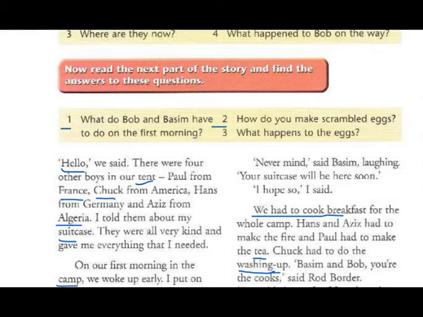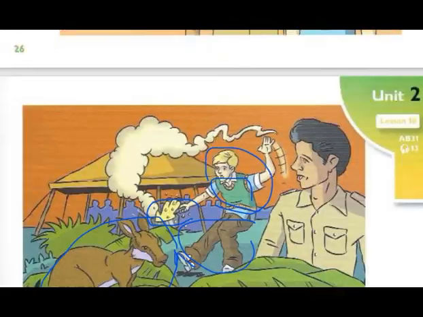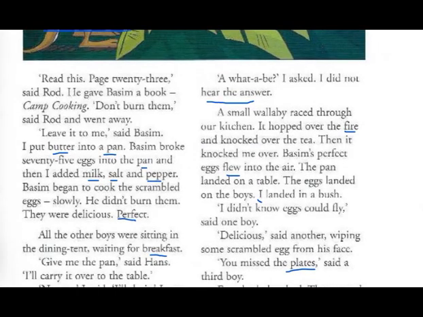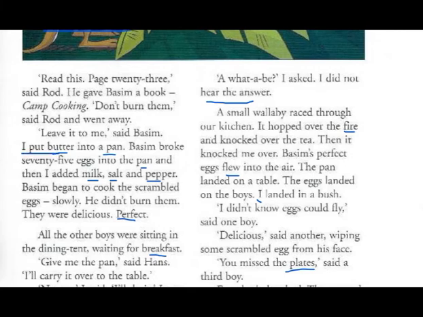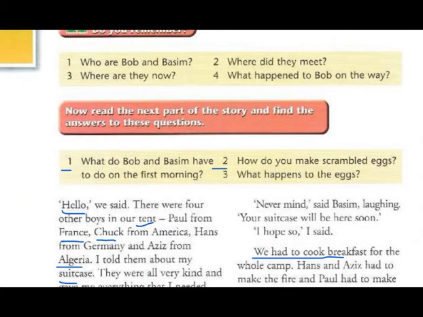Question number two: how do you make scrambled eggs? Well, you can find the answer here. I put butter into a pan. Basim broke 75 eggs into the pan, and then I added milk, salt, and pepper. So the main ingredients for making scrambled eggs are butter, eggs, milk, salt, and pepper. They all mixed together and then cooked well under a fire, and the scrambled eggs will be ready to eat. So this is the answer for question two.